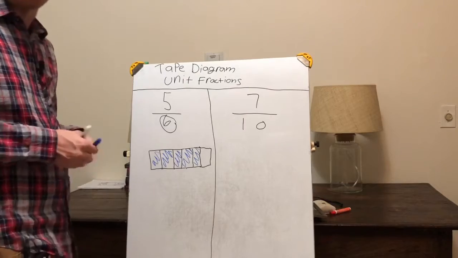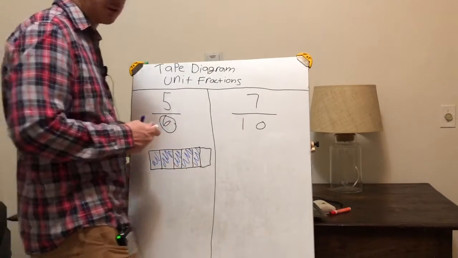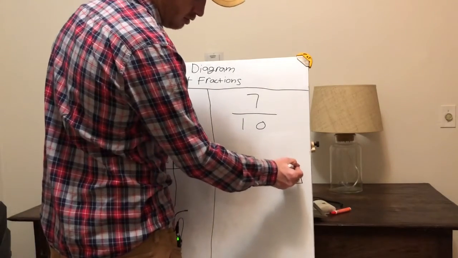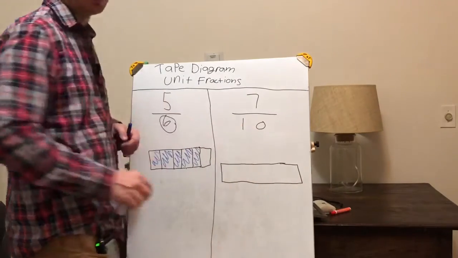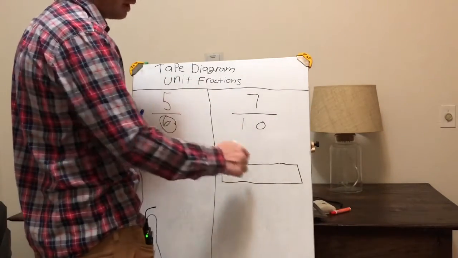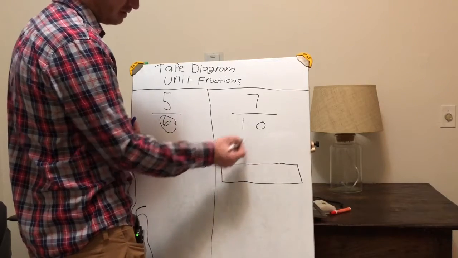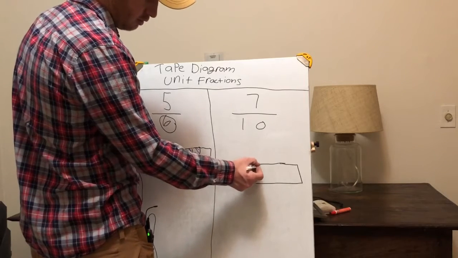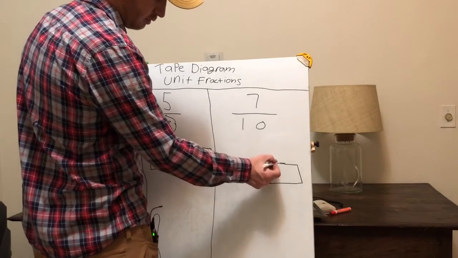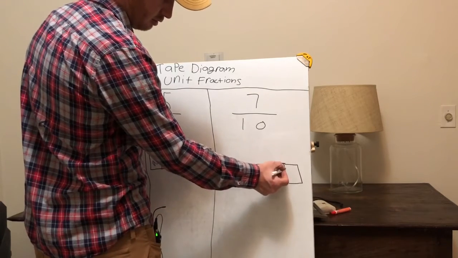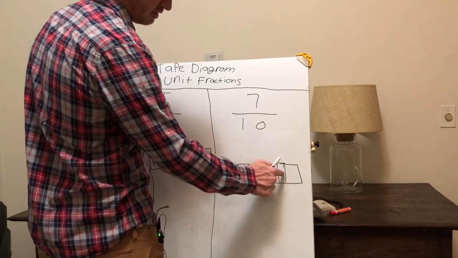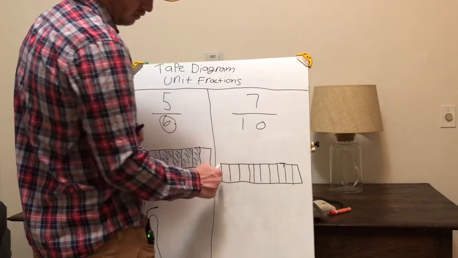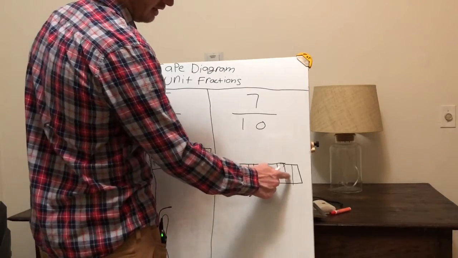Let's do the same thing for 7/10. So we're going to do a tape diagram. So I'm going to draw my tape diagram. And then the denominator is the whole. So I'm going to make sure that I have 10 total parts. 1, 2, 3, 4, 5, 6, 7. And then we need one more. So 1, 2, 3, 4, 5, 6, 7, 8, 9, 10.